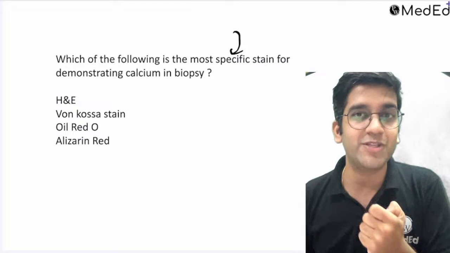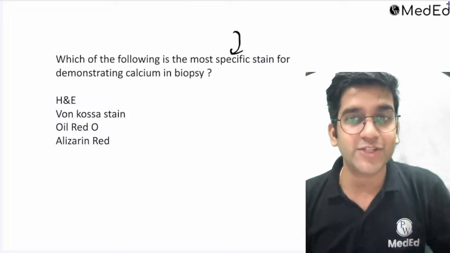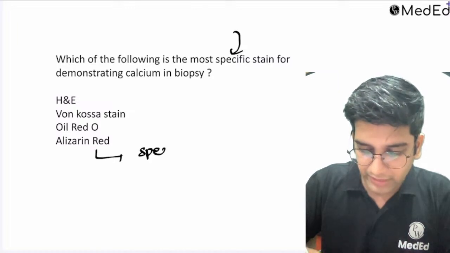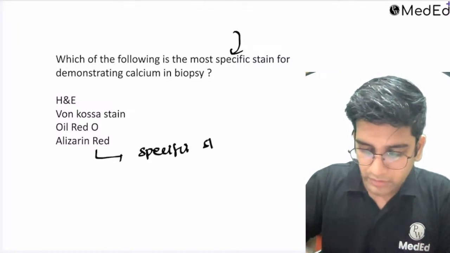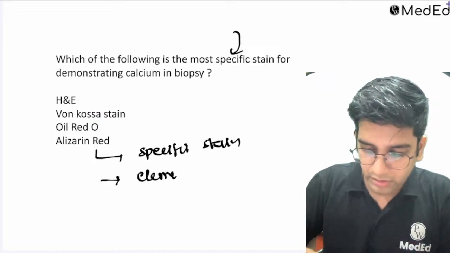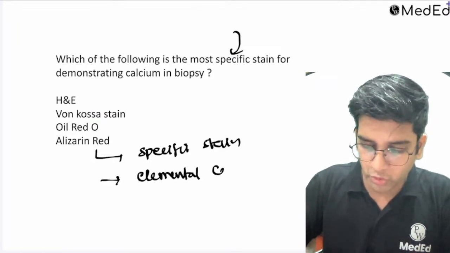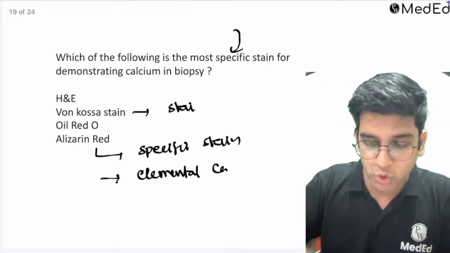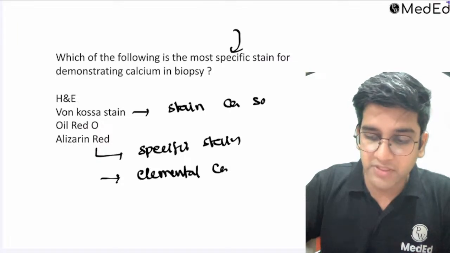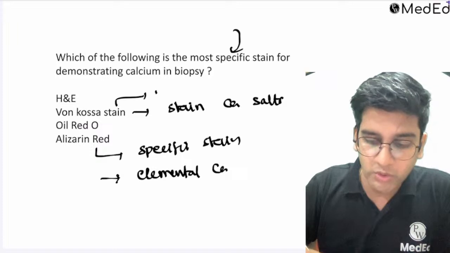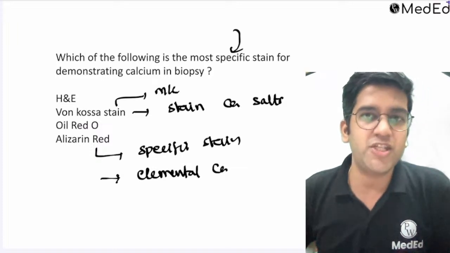So when it becomes a scenario-based question, be happy. Your silly mistakes will come down. You'll score well, right? Alizarin red is a very specific stain for calcium. Alizarin red stains elemental calcium. I'll tell you the difference between alizarin red and von Kossa. Alizarin red stains elemental calcium. Von Kossa stains calcium salts. Only when calcium is in the form of a carbonate or a phosphate will von Kossa stain. And von Kossa is undoubtedly the most commonly done stain because it's cheaper, that's all.